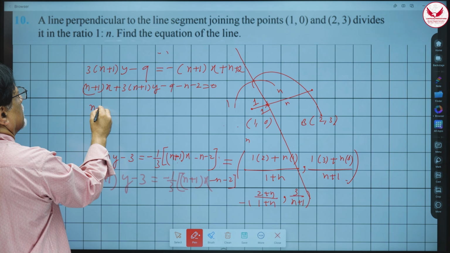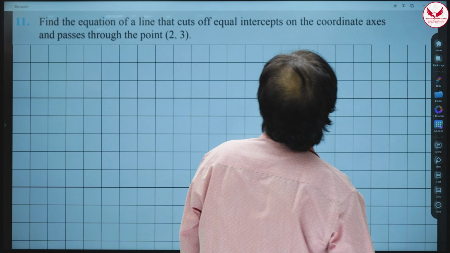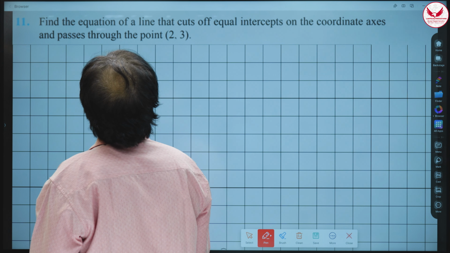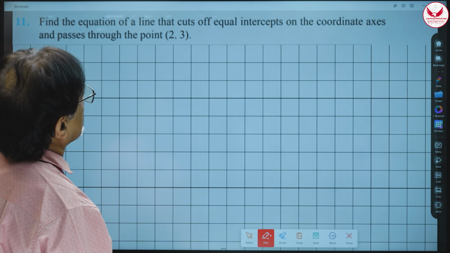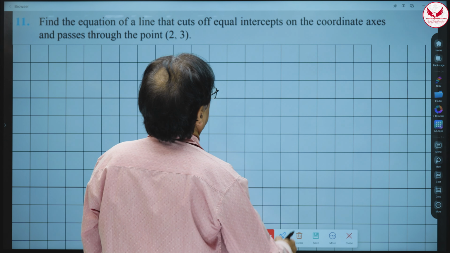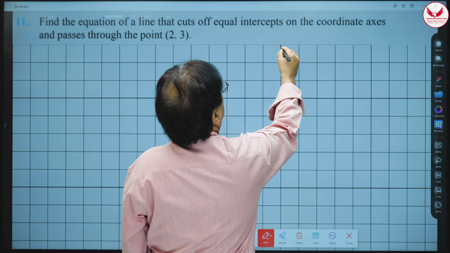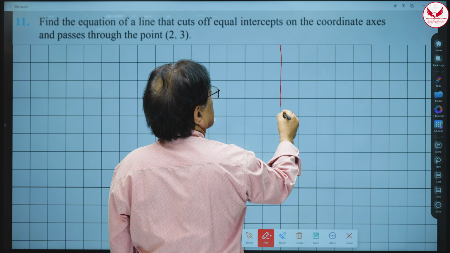Find the equation of a line which cuts off equal intercepts on the coordinate axes and passes through the point (2, 3). So imagine this is our x-axis and this is our y-axis. Okay? So this is x, this is y. Now these are the two axes, and there is a point through which the line passes, (2, 3). So somewhere here it is (2, 3). This is the point.